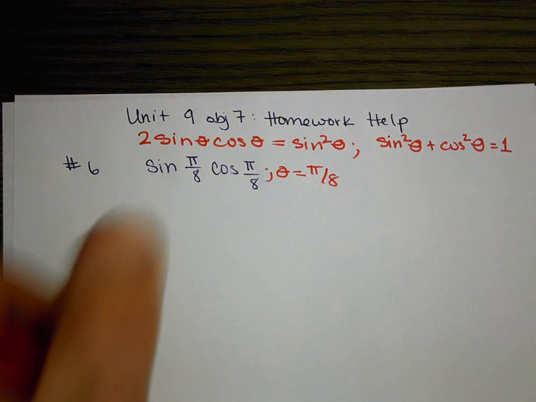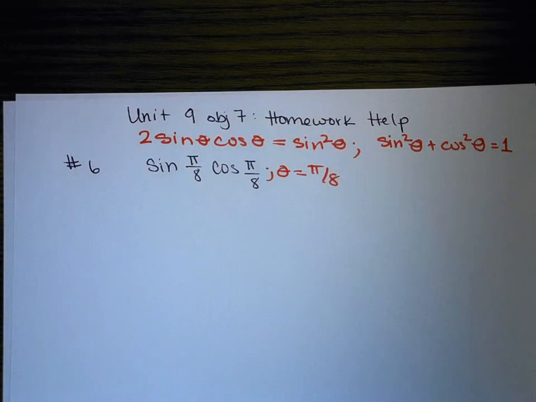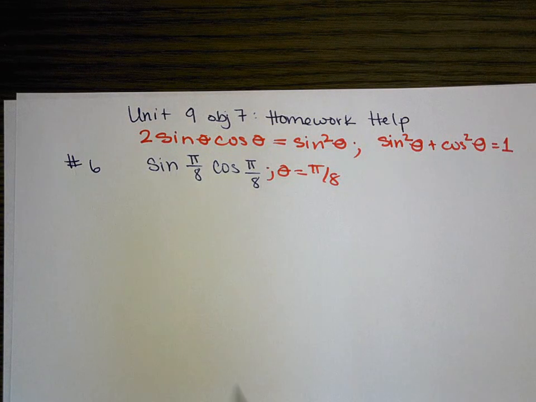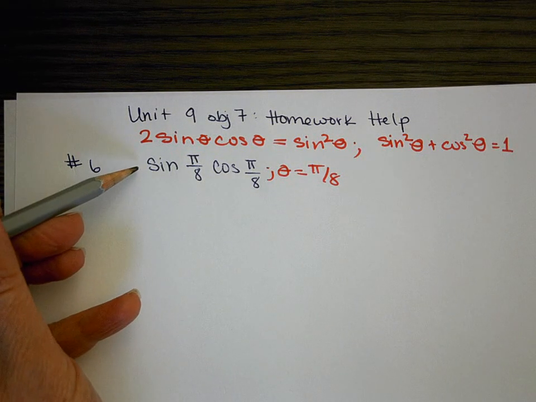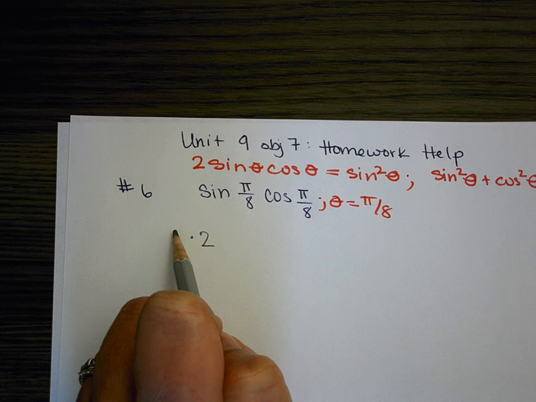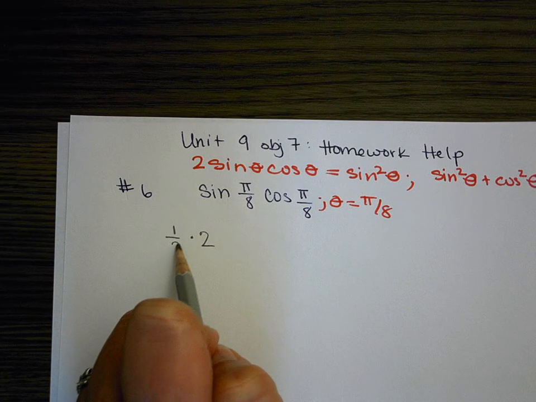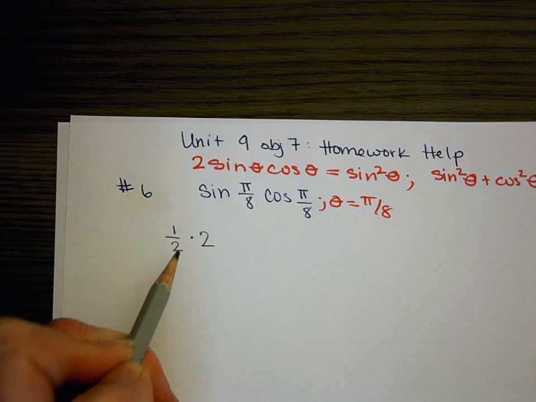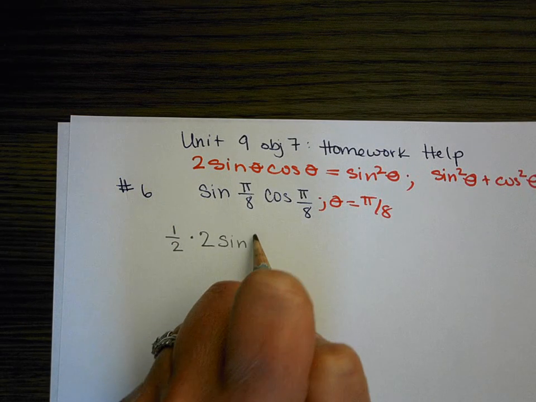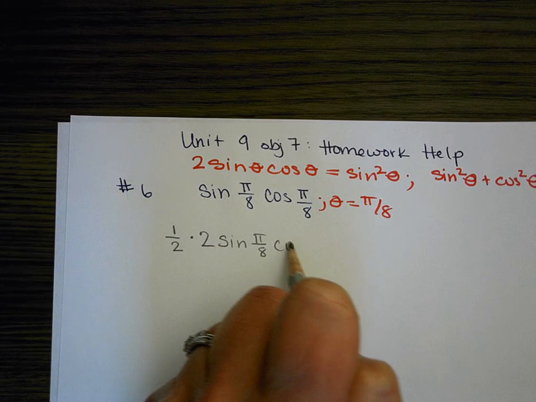I can't just randomly place a 2. I need to keep that product consistent here. So in order for me to do that, I'm going to go ahead and put a 2 in front, but if I multiply by 2, I need to divide by 2 as well, and dividing by 2 is the same as multiplying by half. So 1/2 times 2 is 1, which is the same as what is there. And then the rest of that is going to stay the same.